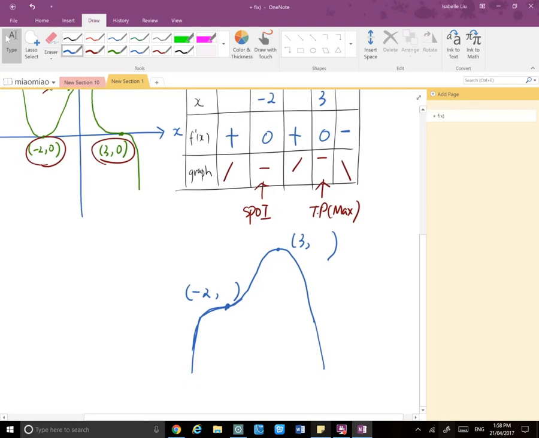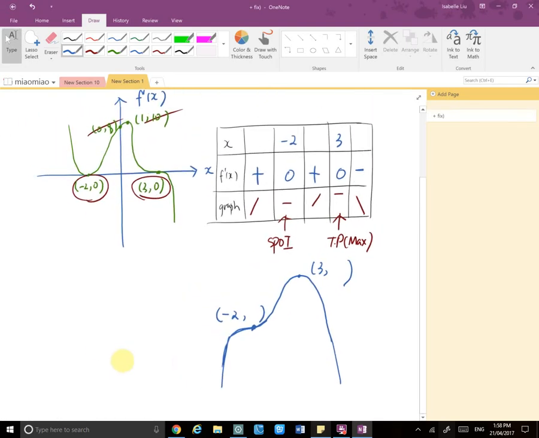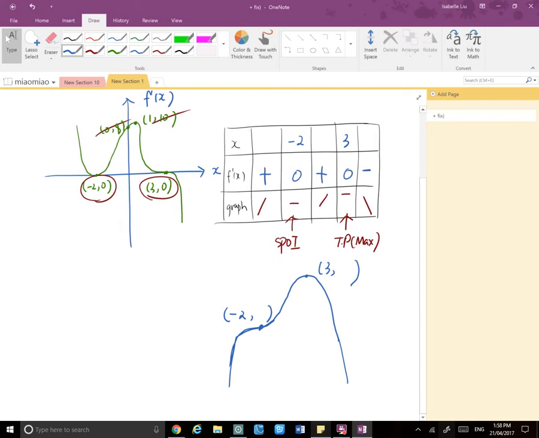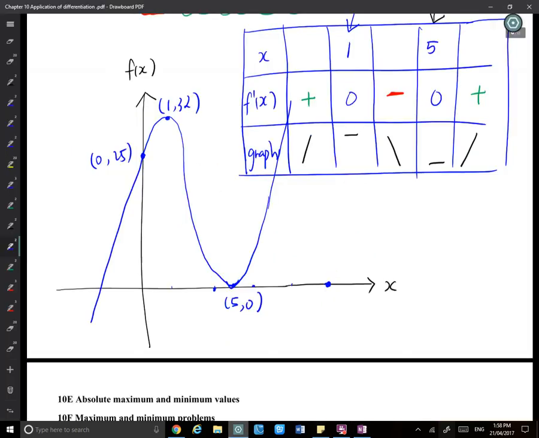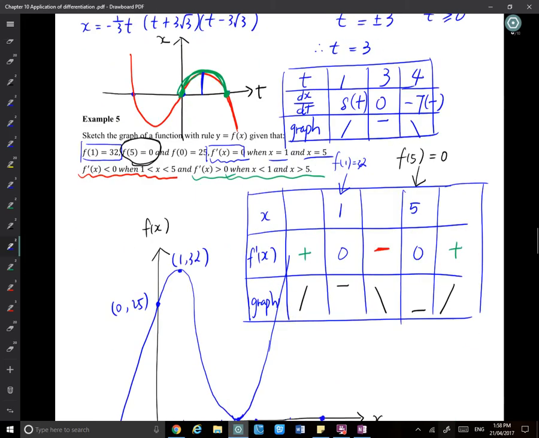Give you a couple of minutes to finish up. That's exercise C and D.